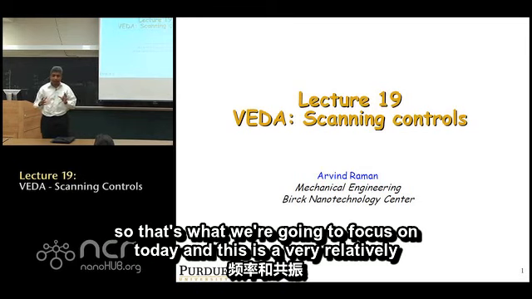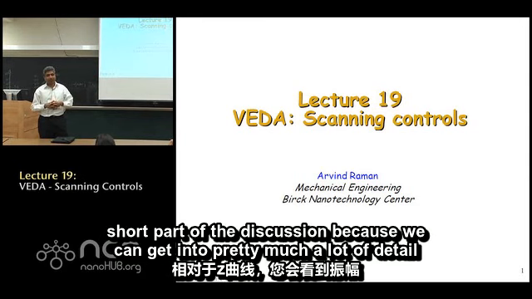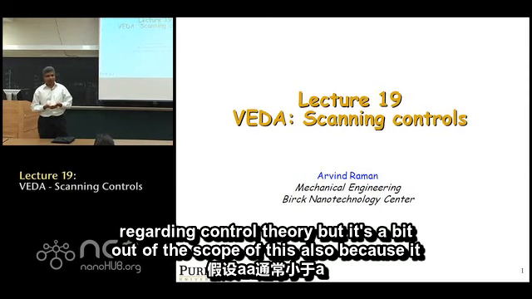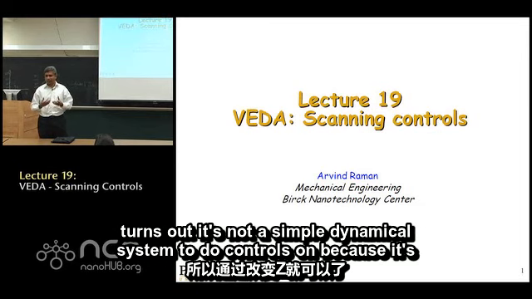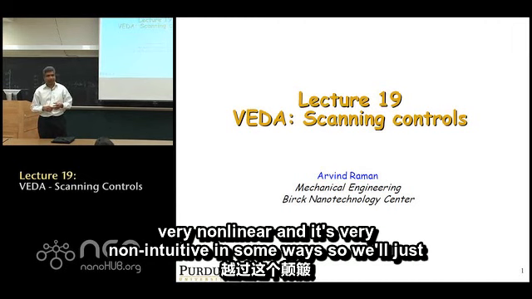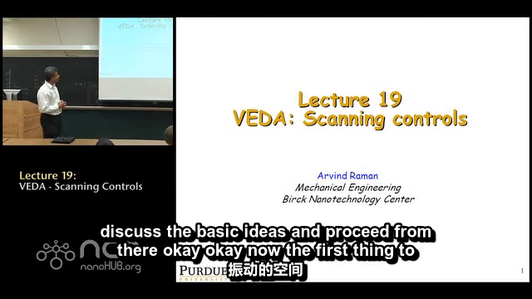This is a relatively short part of the discussion because we could get into a lot of detail regarding controls theory, but it's a bit out of the scope of this. Also, it turns out it's not a simple dynamical system to do controls on, because it's very nonlinear and it's very non-intuitive in some ways. So we'll just discuss the basic ideas and proceed from there, okay?